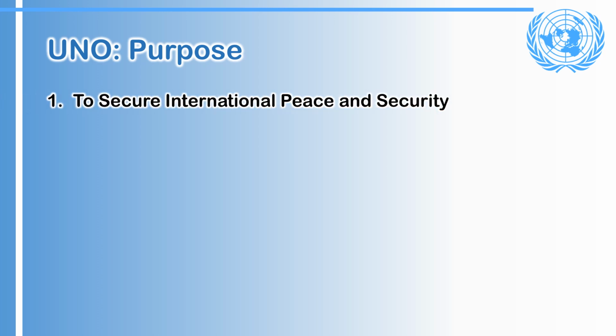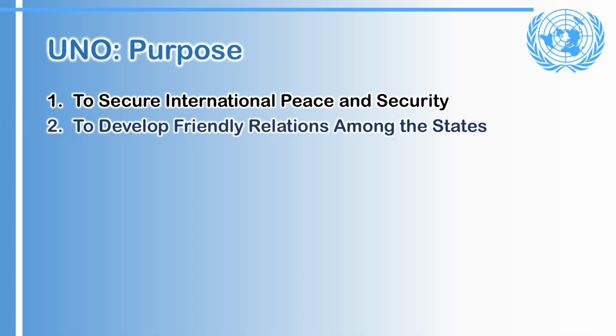Purpose of UNO. According to the Charter, the following are the basic purposes of the UN: to secure international peace and security. The maintenance of international peace, security, and elimination of war constitute the primary purpose of the United Nations. International peace and security does not only mean the absence of war and conflict, rather, it refers to a harmonious and tension-free cooperation of the global community.